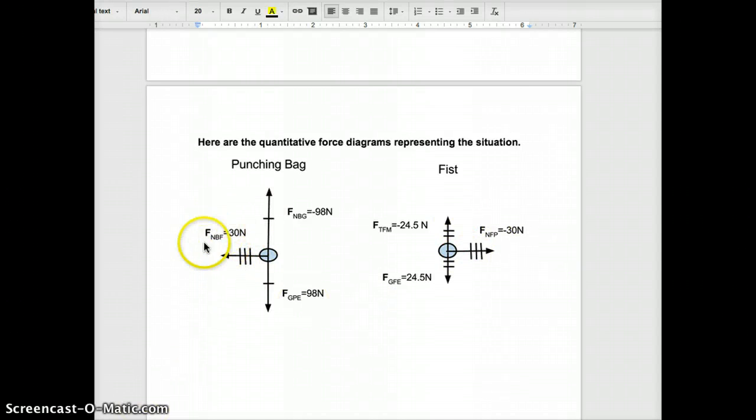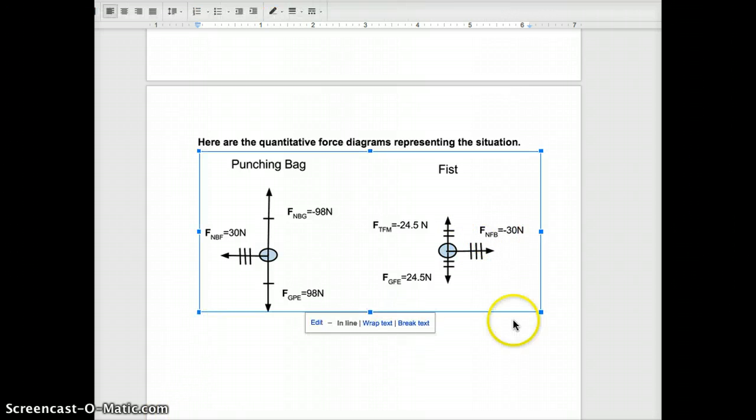Now just to go quickly back over this, I think earlier I had this mislabeled up above with the paired forces. So this is saying the normal force on the bag from the fist is 30 newtons. This arrow indicates the left. If we didn't have the value, we'd have these three lines indicating that it's equal to this force over here acting on the fist, so the normal force on the fist from the bag. So these are paired forces.